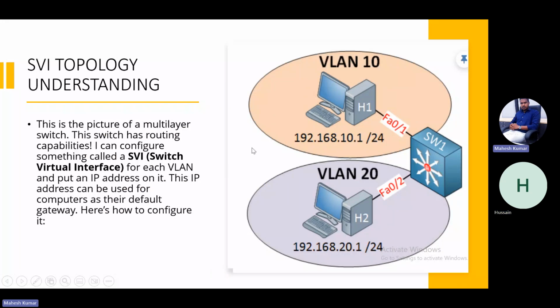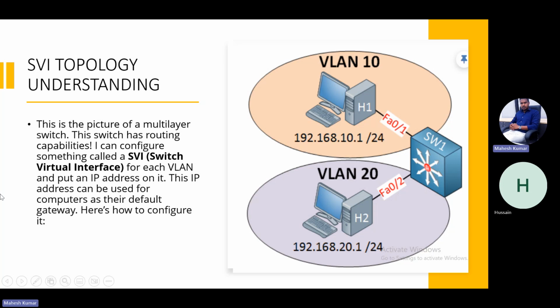So, in the last session, we completed inter-VLAN routing, and we know that there are three flavors of inter-VLAN routing. The first is legacy mode, the second is router on a stick, and the third is SVI. SVI is also used to establish communication between VLANs, but to configure SVI we require a multi-layer switch, a switch which has the capability of L2 and L3 services as well.